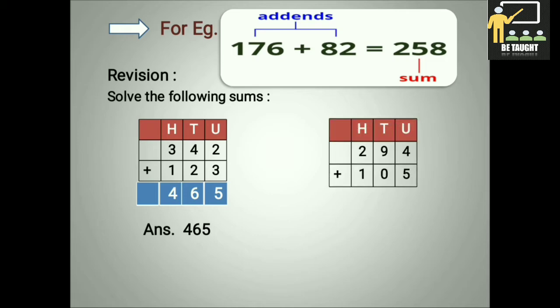We'll see one more example. 294 plus 105. Again we start from the units place. 4 plus 5 is equal to 9. Tens place, 9 plus 0 is equal to 9. Hundreds place, 2 plus 1 is equal to 3. So the final answer is 399.